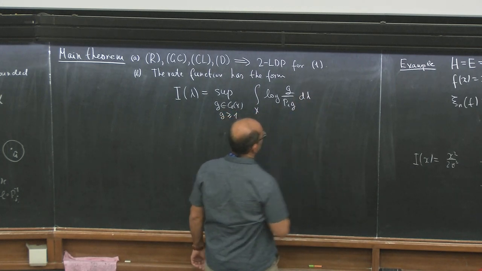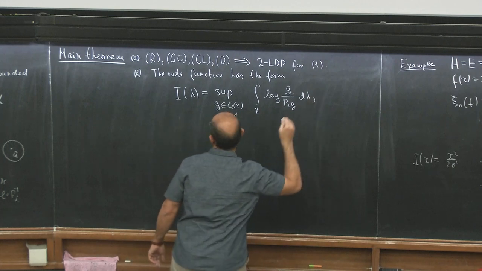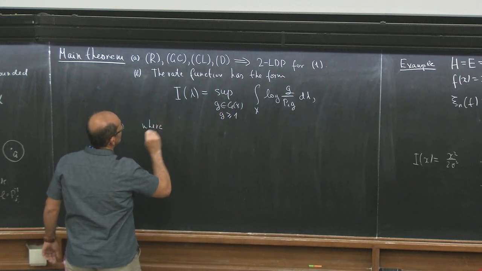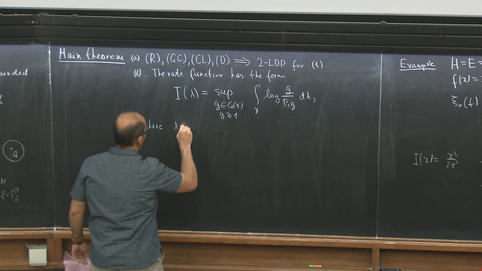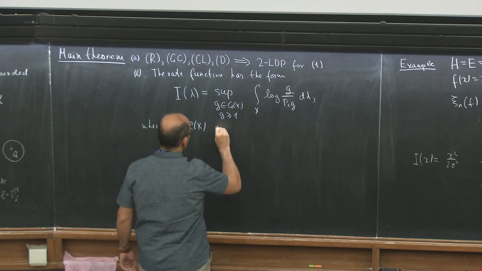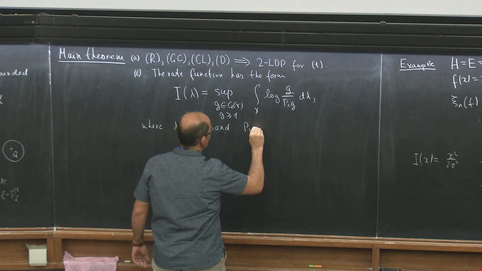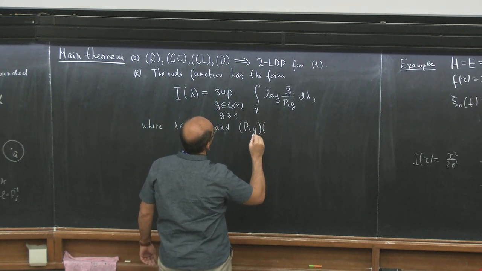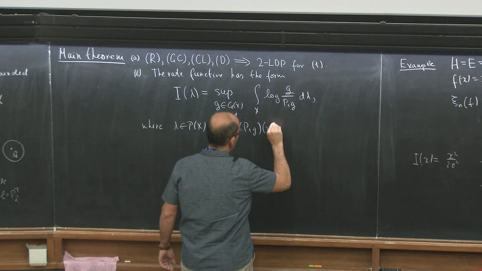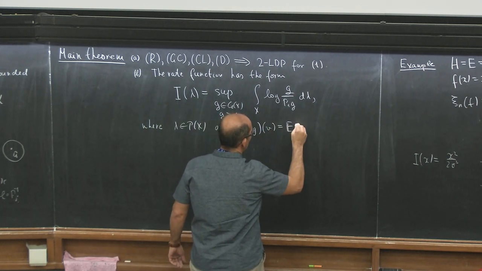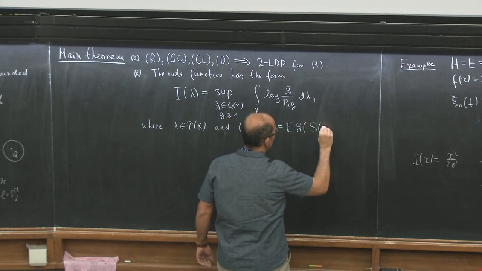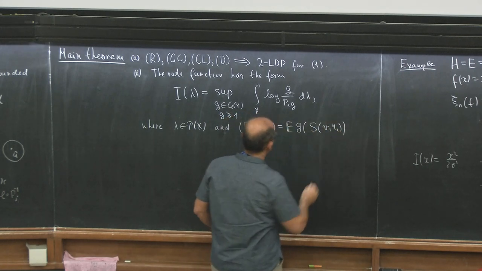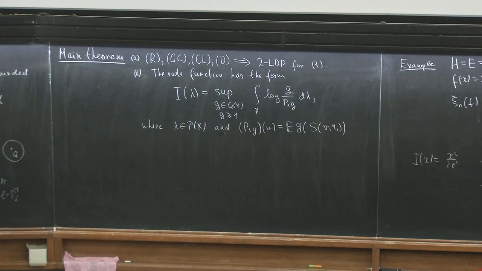d lambda, where P1 is in fact the Markov semigroup at time 1, and lambda is an arbitrary probability measure on X. P1 of g is a function. For instance, I can write it this way: P1 of g at the point v is the mean value of g calculated on the solution at time 1. Or in other words, this is just the Markov semigroup at time 1 associated with this process. So this is the main result.